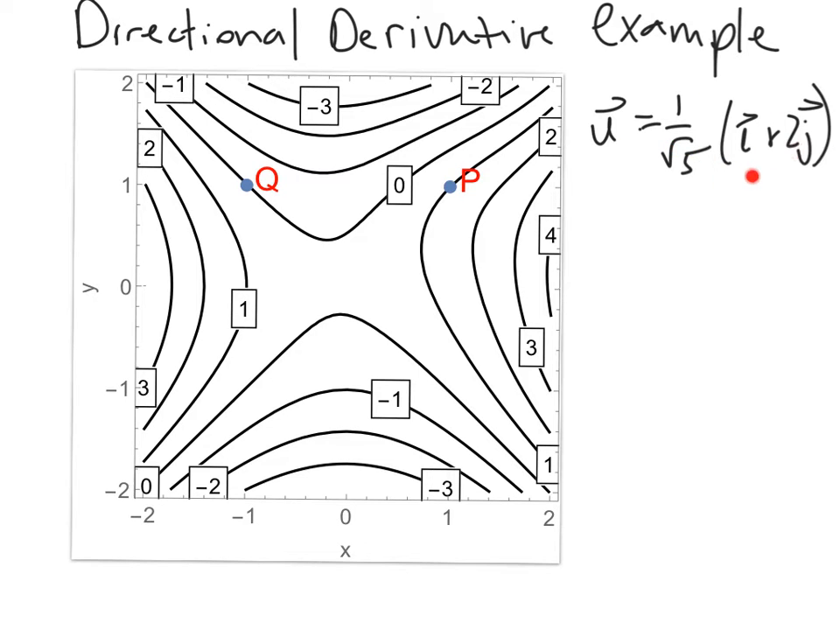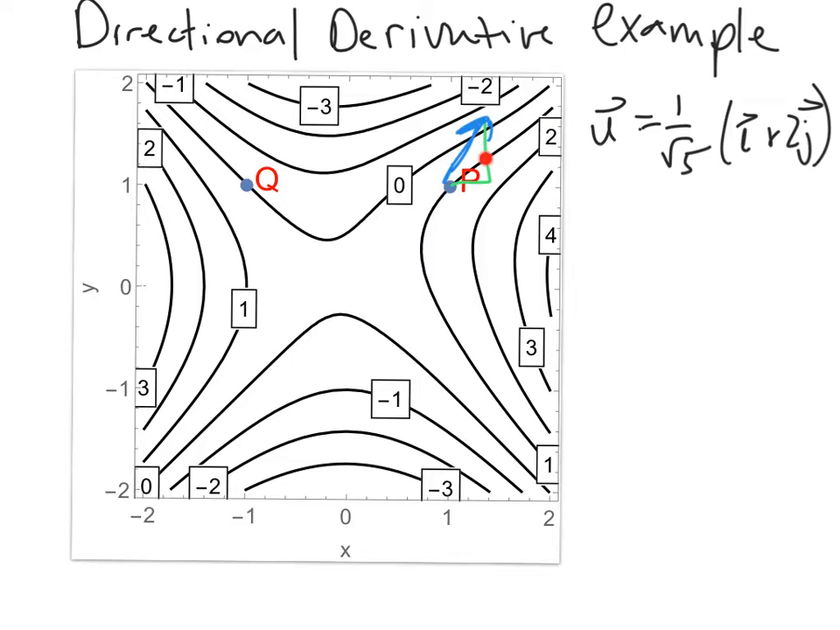This is a unit vector. You can check its magnitude and find that it's 1. Starting at point P, this is a vector direction that corresponds to moving 2 units up for every 1 unit that we move over. So if we move over 1, we move up 2, and we can draw a vector in that direction. So that's the direction of interest for this directional derivative.